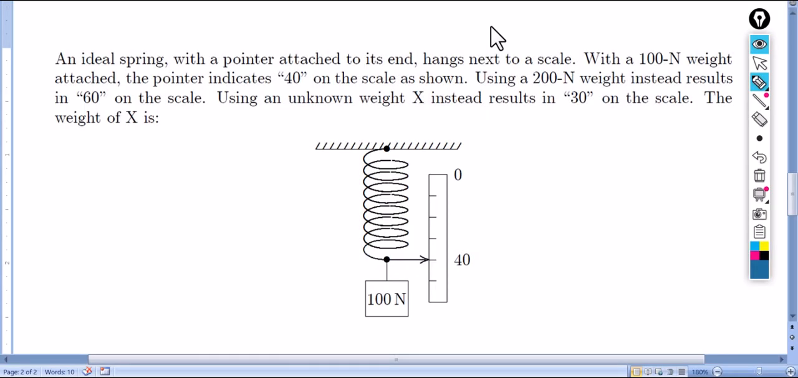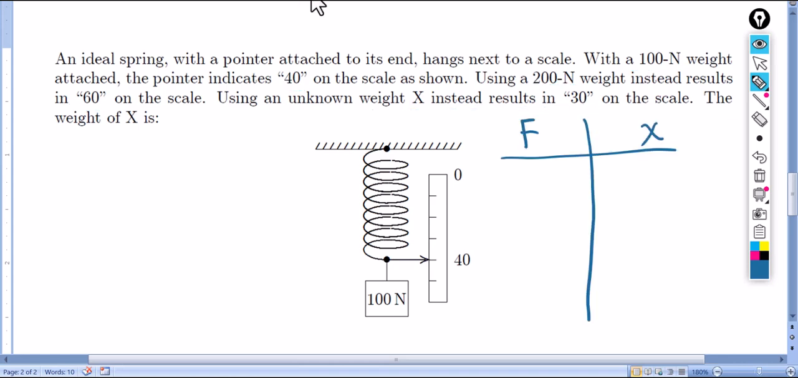So this is quite a lovely problem that's actually really easy, but ends up being extremely deep, but ends up having the simplest of solutions. But let's go ahead and go through it all. So we have a spring hanging from a ceiling, and there's a scale next to it. If I put 100 Newton weight, which is a force, I get 40 for my x. If I put 200 newtons instead, I get 60. Question is, what kind of weight is going to be the one that results in a scale reading of 30?